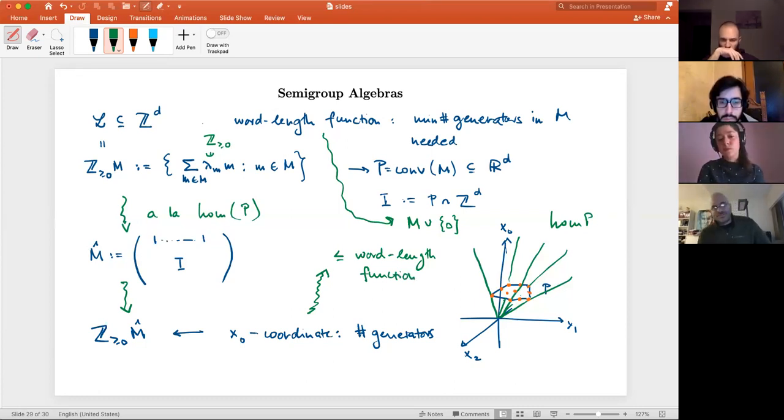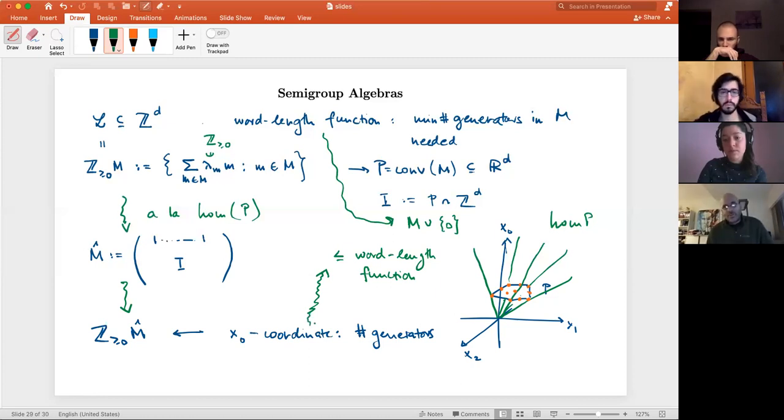This computes a word length function, except that you're not saying I have exactly n generators, but that I use at most n generators. But once you have that function, you can compute the word length function from it. Okay. And now I'm going back to what I said on Monday.